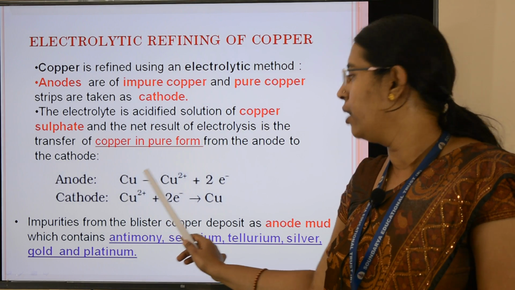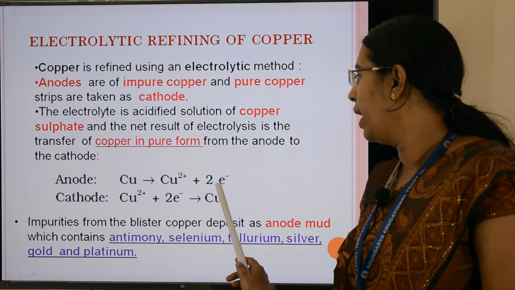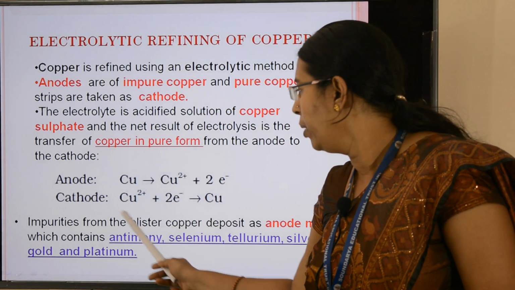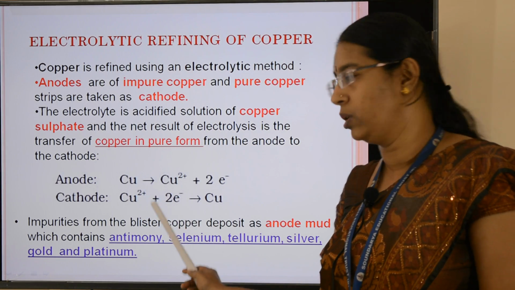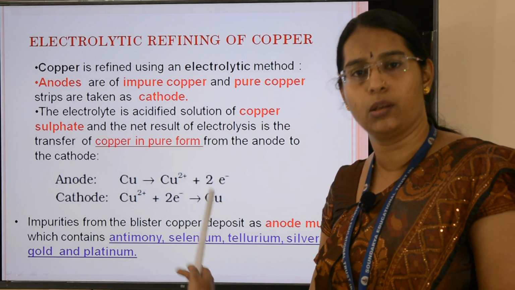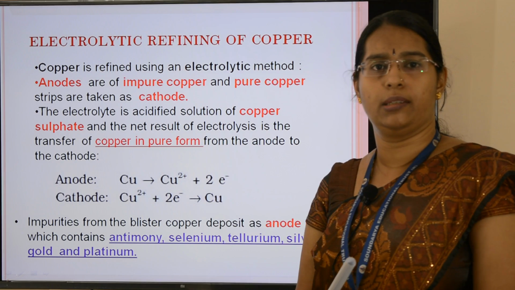So copper undergoes oxidation to form copper ion and it releases 2 electrons. At the cathode, copper ions combine with 2 electrons and we will get pure metal, that is copper metal. Here also there are certain impurities.